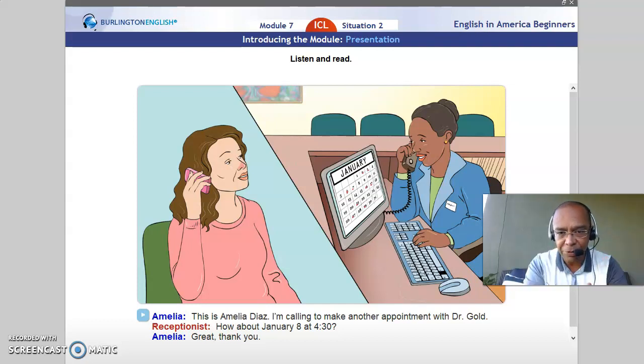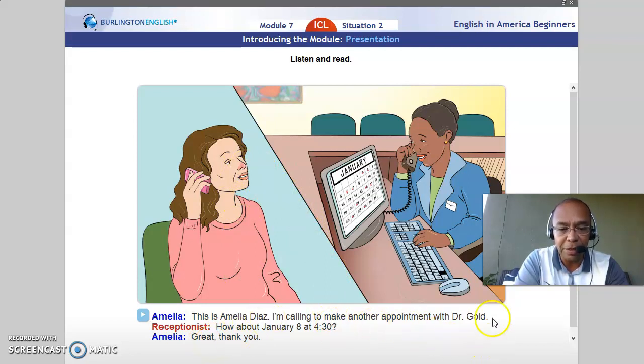So after Amelia gets her blood results from the allergy test that the doctor mandated, she has to make another appointment to see the doctor. The receptionist is making the next appointment for January 8th at 4:30 p.m. And Amelia says, great, thank you.